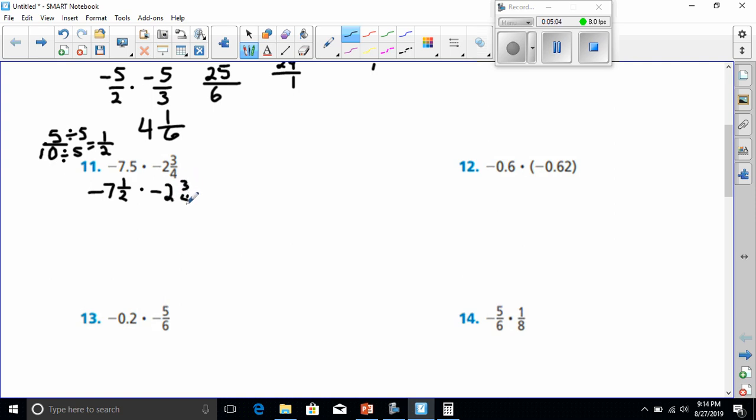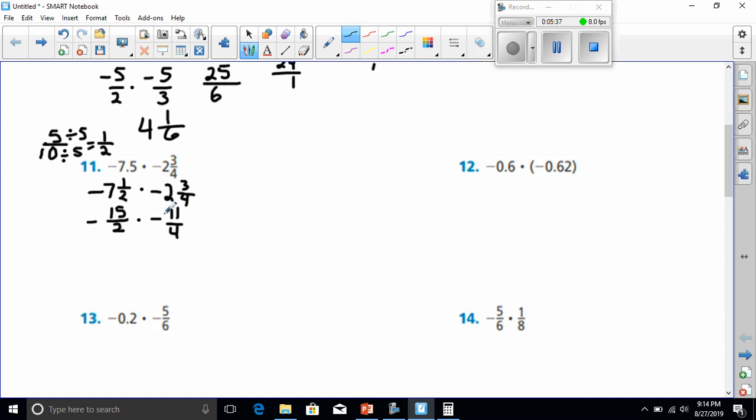Once again, we got to turn this into improper fractions before we can multiply. So 2 times 7 is 14. 14 plus 1 is 15. So this would be negative 15 over 2. We're going to multiply this to the improper fraction we'll create here. 4 times 2 is 8, and 8 plus 3, well, 8, 9, 10, 11. So that'd be negative 11 over 4.